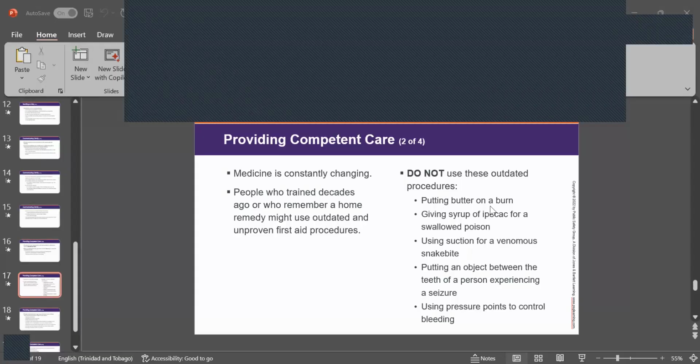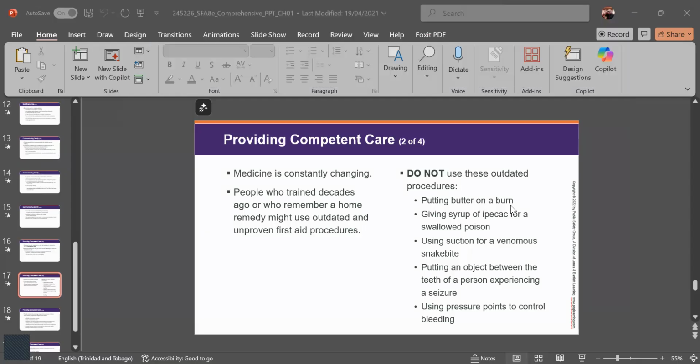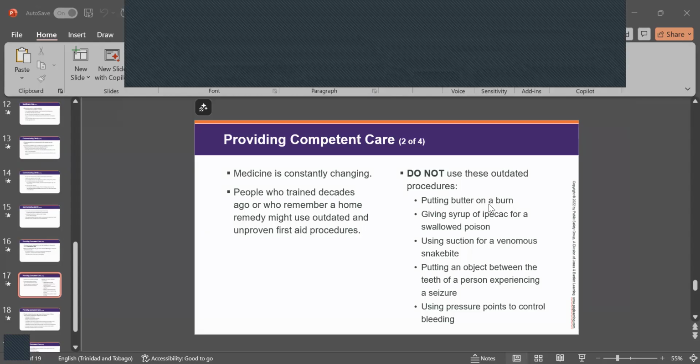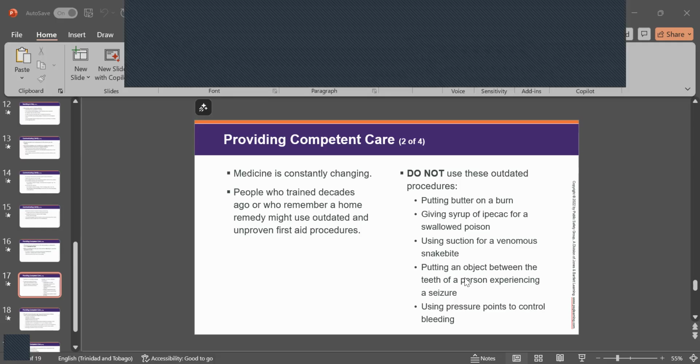These are outdated procedures. Putting butter on a burn is one. Using petroleum jelly insulates and traps heat. Toothpaste contributes to the breakdown of the structure of the skin. Remember, toothpaste contains chemicals. We also see giving syrup of ipecac for poison, and using suction for a venomous snake bite. The snake bite kit has been proven effective in only 1% of the cases it's been used, so much so that the university that supported it withdrew their support.